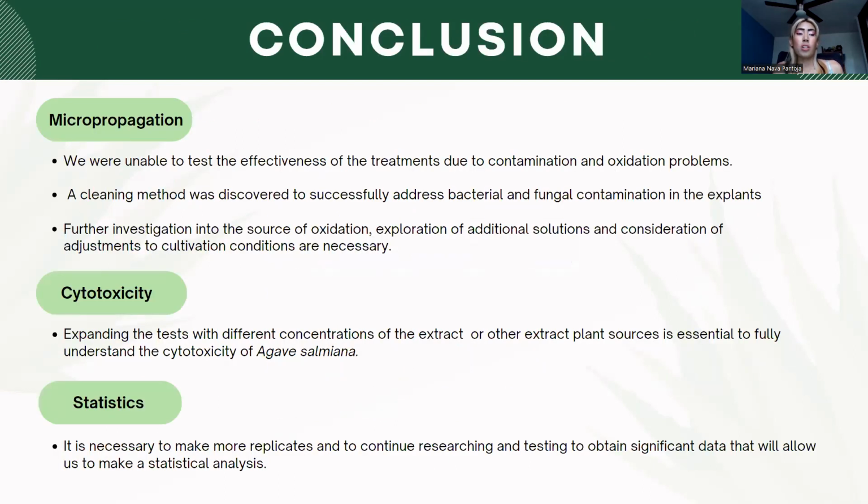So in conclusion, for the micropropagation process, we were unable to test the effectiveness of the different treatments due to the contamination and oxidation problems. But we were able to develop a cleaning method that successfully addressed the bacterial and fungal contamination, but we will need to do further research and further analysis in order to combat the oxidation problem. We will also need to expand the test with different concentrations of the extracts or with a different plant source to fully comprehend the cytotoxicity activity of Agave salmiana.